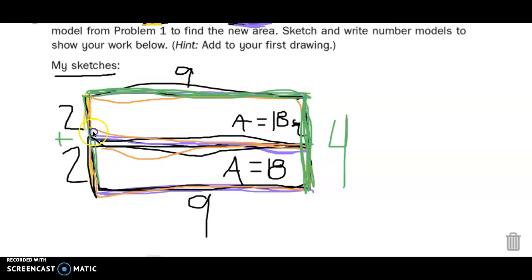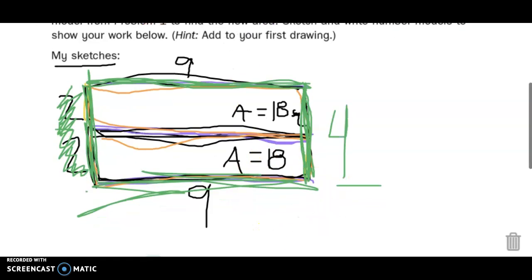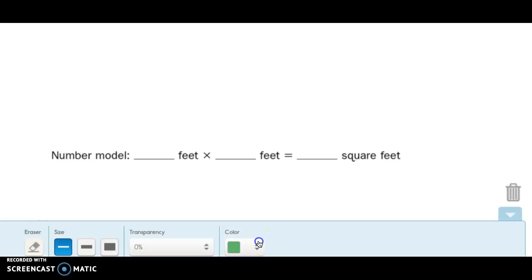A 4 by 9. This whole big rectangle is a 4 by 9. Because now I cross this off because I added them together. Because 2 plus 2 equals 4. If I have a 4 by 9, that means I go down here. Now I have a 4 feet times 9 feet.